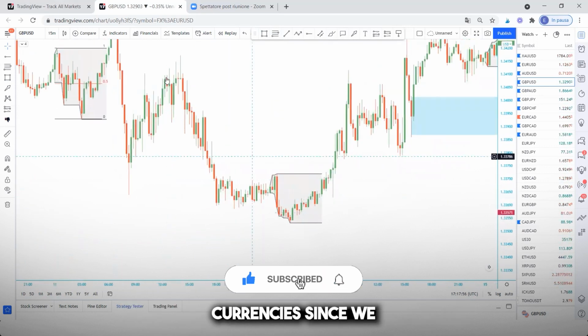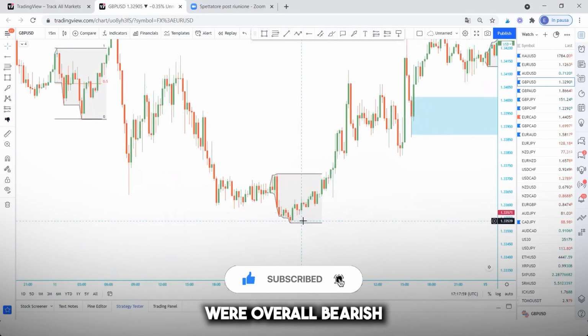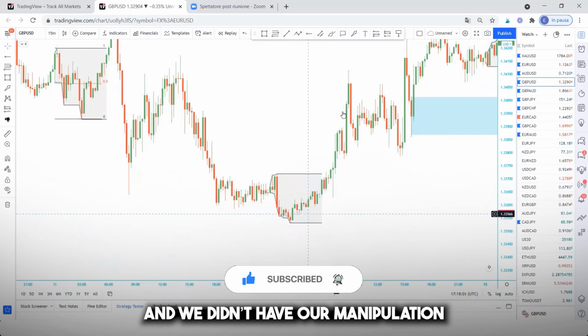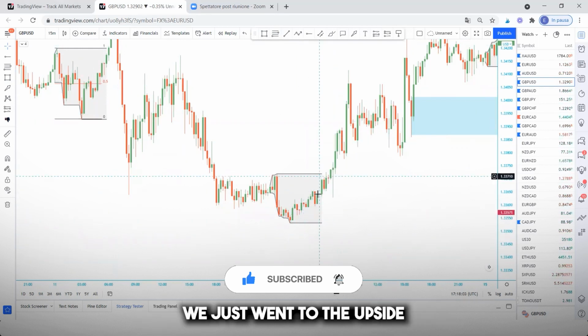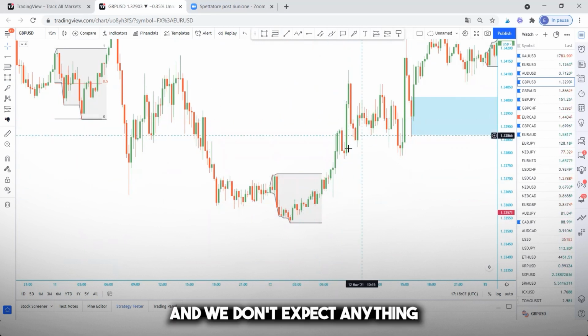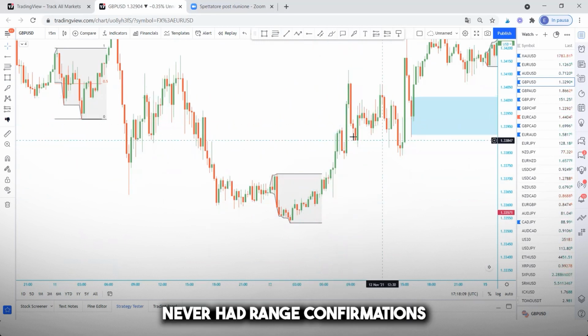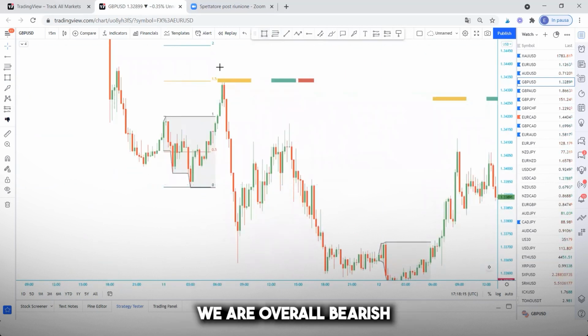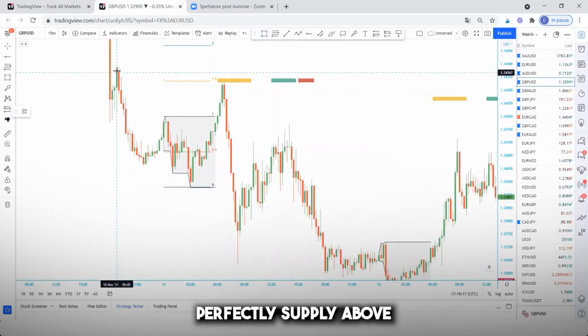Down here, I didn't put it since we were overall bearish and we didn't have manipulation to then continue. We just went to the upside and didn't respect anything. Probably here never had bearish confirmations. Here we are overall bearish. As you can see, this lines up perfectly.